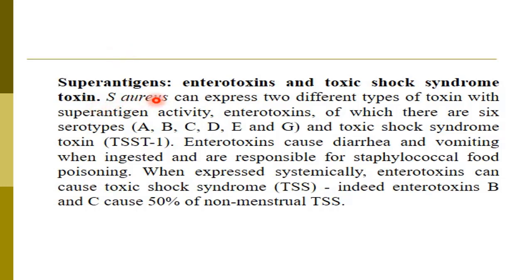Okay. Two types of toxins are produced by Staphylococcus aureus with superantigen activity. Enterotoxin, of which there are 6 serotypes: A, B, C, D, E, and G. And toxic shock syndrome toxin 1 and 2. Toxic shock syndrome toxin 1 is produced largely by Staph aureus. Enterotoxin causes diarrhea and vomiting when ingested and is responsible for staphylococcal food poisoning. I would like to inform you that food poisoning caused by Staphylococcus aureus remains 24 hours in the human body. Thus, the diarrhea may extend for just 24 hours.